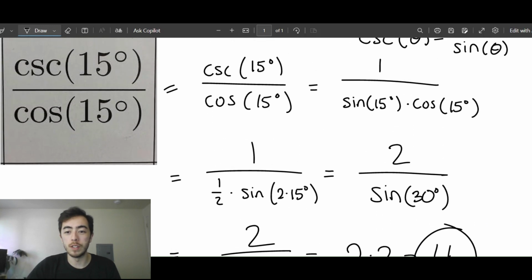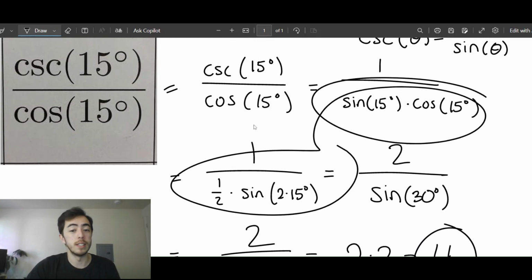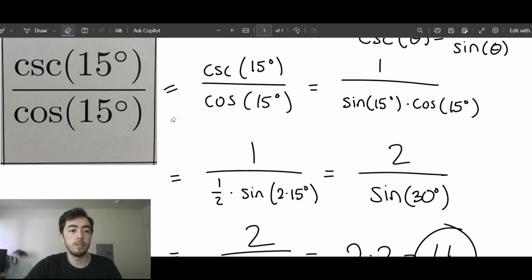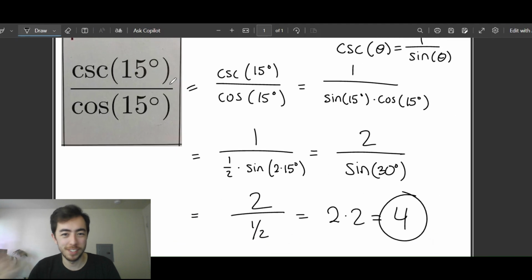And we just needed to use this double angle identity here, where we doubled the angle to solve for 4 and get 4 to match today's date.